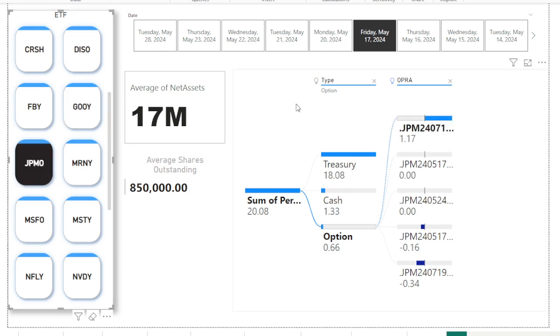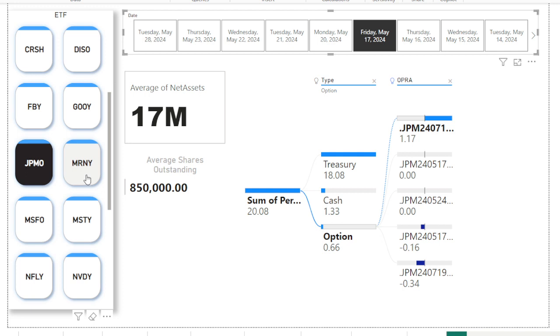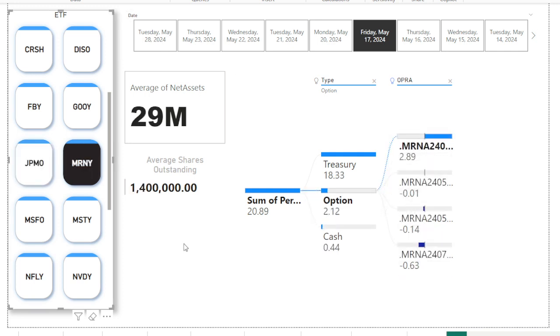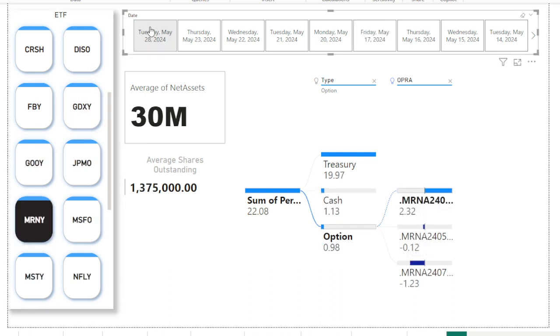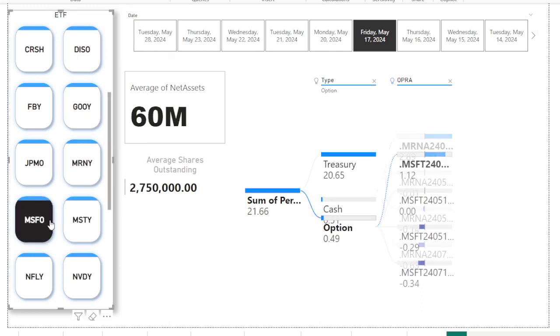So JPMO, 17 million, they got a 66-cent debit, and then also went up a little bit, and fortunately the debit went down to 2 cents, but the share price is 19.84, so hopefully they can keep at least around the $20 mark. And then MRNY, so 29 million in assets, option premium of a debit of $2.12. So let's see what happened over here, because then you can see the flip. So went down to 98 cents debit, and then MRNY, it's a nice pickup in terms of assets.